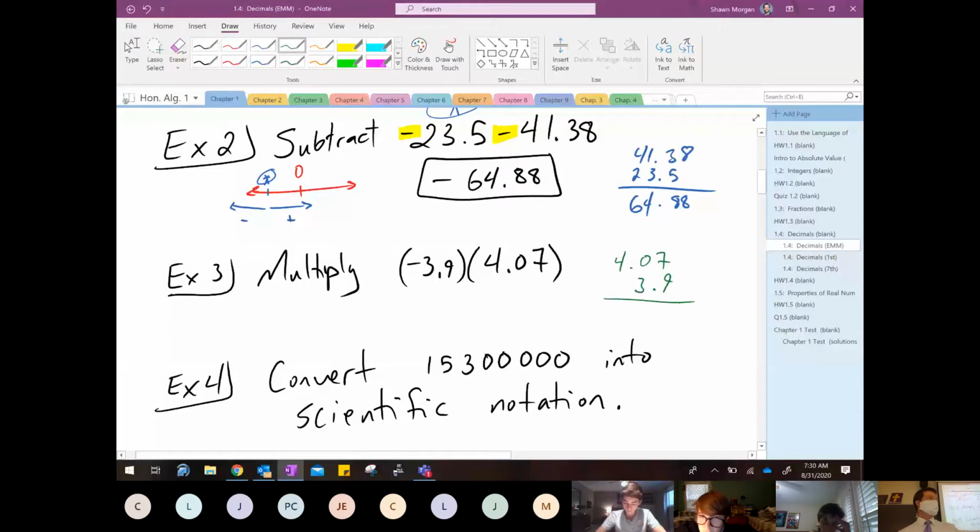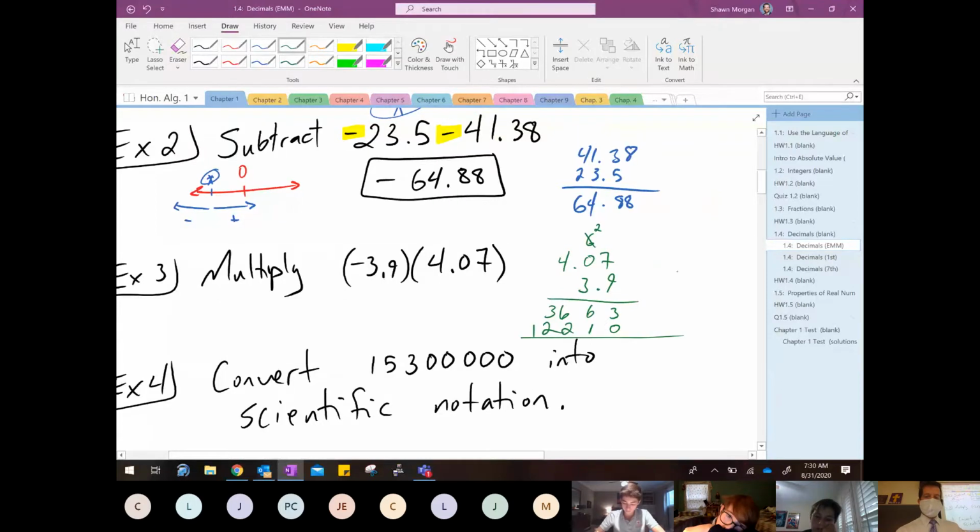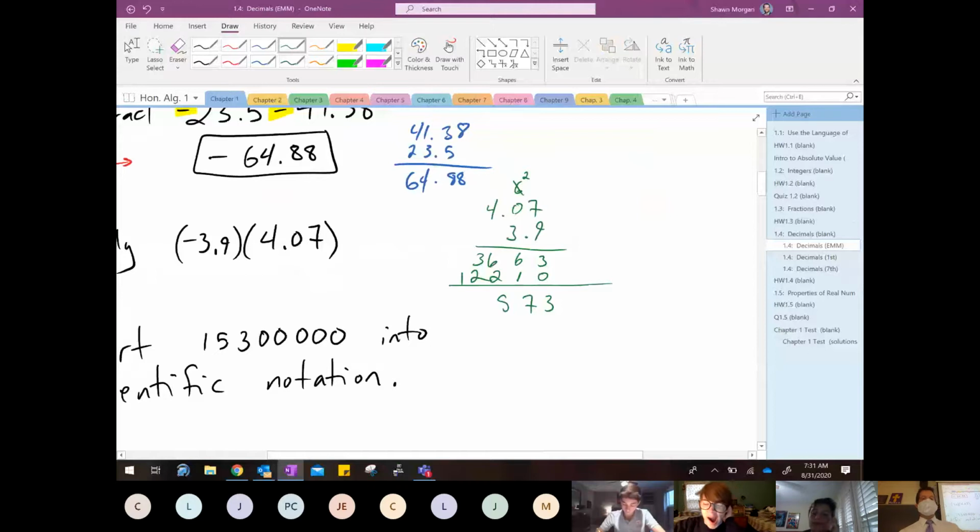You guys done one of those in a while? Practice it. 9 times 7 is 63. 9 times 0 is 0 plus 6. 9 times 4 is 36. 0, 21. 3 times 0 is 0 plus 2 is 2. 3 times that's 12. And I ran out of room, so I'm going to have to scooch this over. And then we tally everything up. 3, 7, 851. And then you remember you count the decimal spots, so there was 3, so I go 1, 2, 3. And my answer is negative, don't forget the sign like James said, negative 15.873.